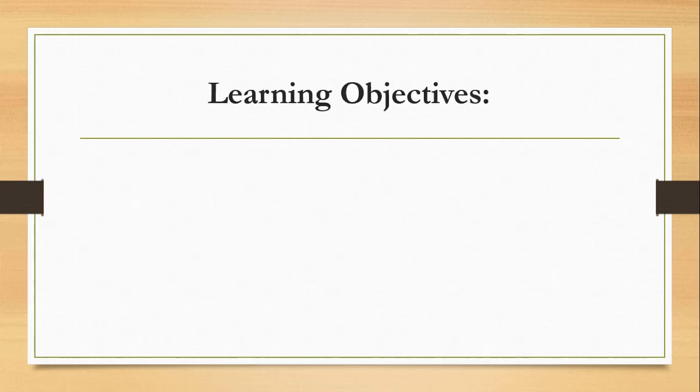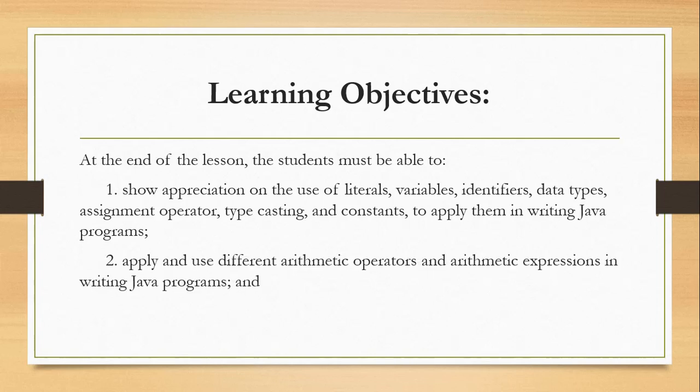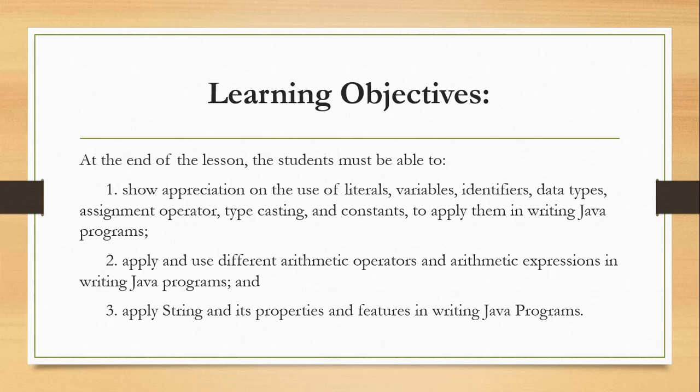So the objective of this topic: at the end of the lesson, students must be able to show appreciation of the use of literals, variables, identifiers, data types, assignment operators, typecasting, and constants, and to apply them in writing Java programs. Apply and use different arithmetic operators and arithmetic expressions in writing Java programs, and apply strings and their properties and features in writing Java programs.